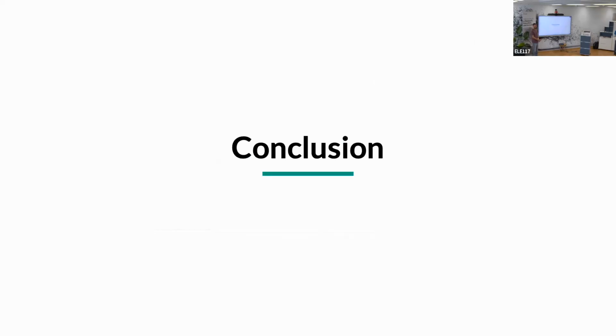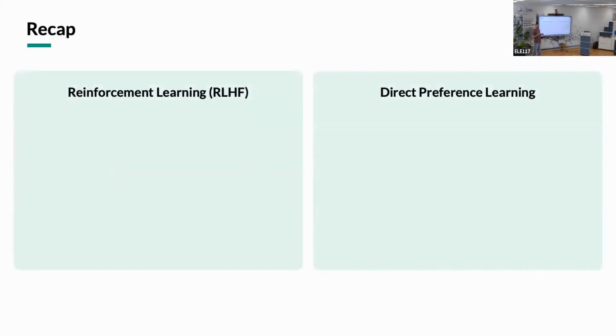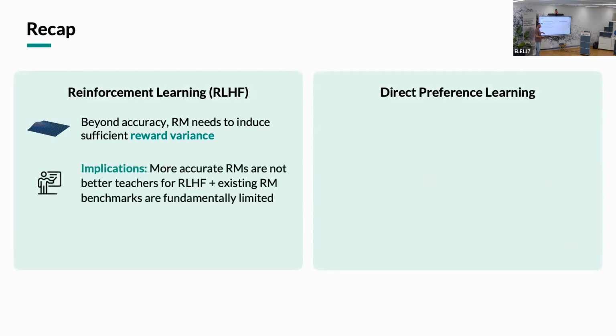Great, so I'll conclude. What we saw today is two methods for aligning language models. For RLHF, we discussed what makes a good reward model from an optimization perspective and saw that beyond being accurate, we want our reward model to induce sufficient reward variance for allowing fast optimization. We then used this to discuss how more accurate reward models are not necessarily better, in contrast to how they're currently evaluated, and also discussed the limitations of existing reward model benchmarks, which are usually independent of the language model that you try to align. This maybe means that you can't really choose which reward model to use based on such benchmarks.